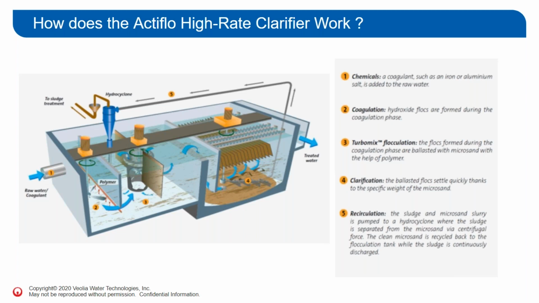A sludge scraper collects the settled flocks at the bottom of the settling tank into a pit. Microsand recirculation pumps will draw the sand slurry mixture from the pit and pump it to the hydrocyclones, where the sand and sludge are separated by centrifugal forces. The sludge will then exit the top of the cyclone, and the clean microsand is recycled back to the maturation tank for reuse.